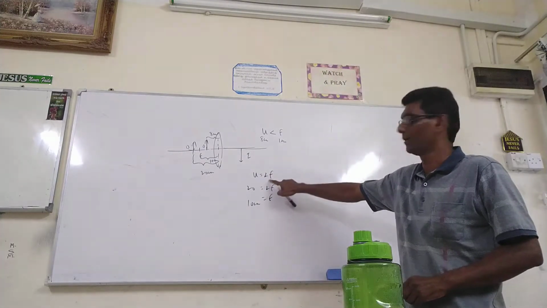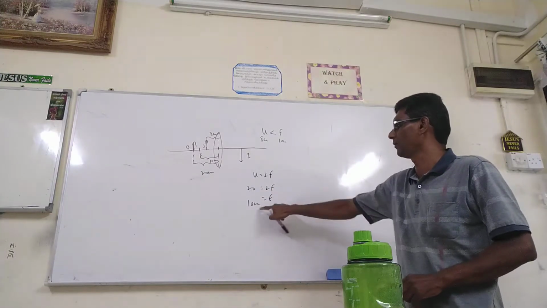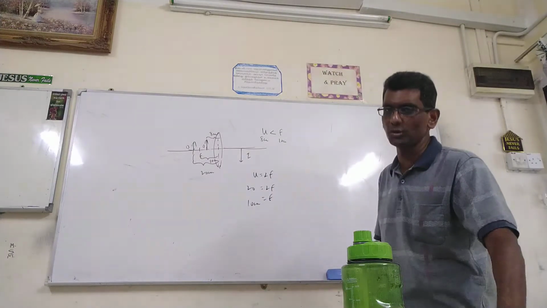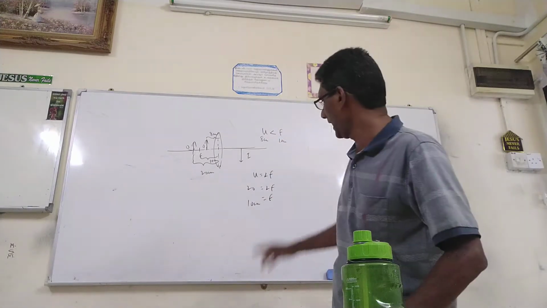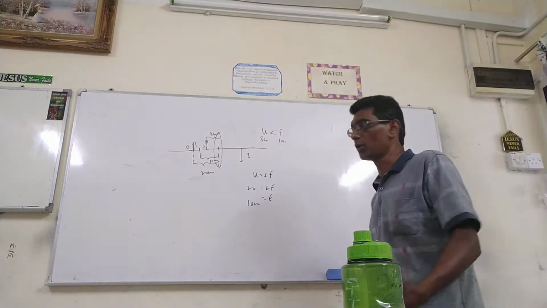To find the focal length, that's how you found this one: U equals 2F, so 20 cm equals 2F. So F equals 10 cm. The focal length is 10 cm.